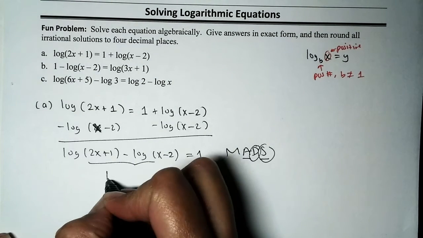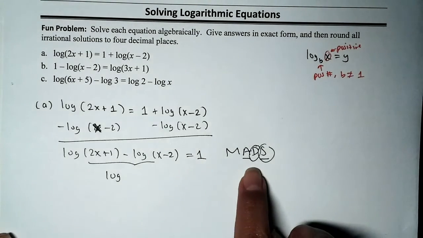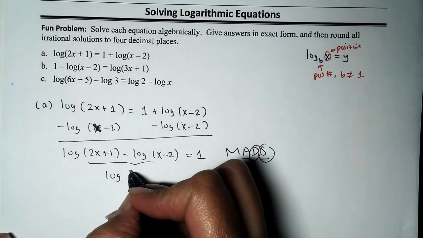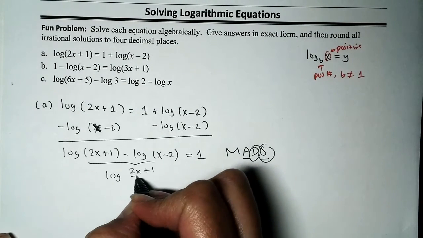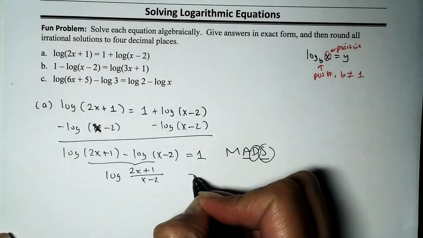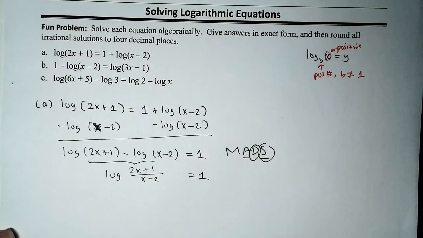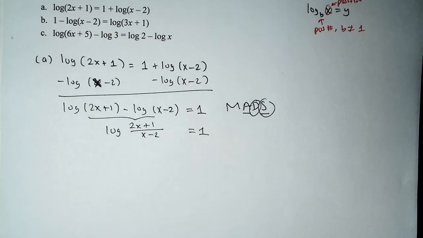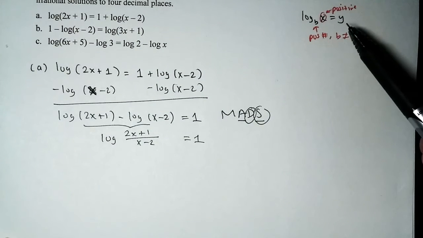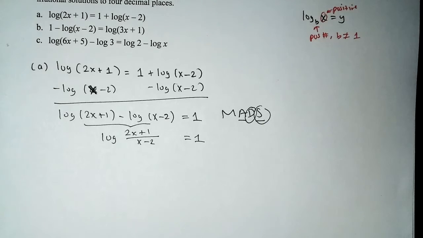That will give us log, and then we're going to divide the argument: the first argument divided by the second argument. Cool. So I'm exhausted. Let me remind myself how I'm going to handle it. Now that we only have one log, we want to write it into exponential form. You can either remember log base b of x equals y means b to the y equals x. If that works for you, cool.